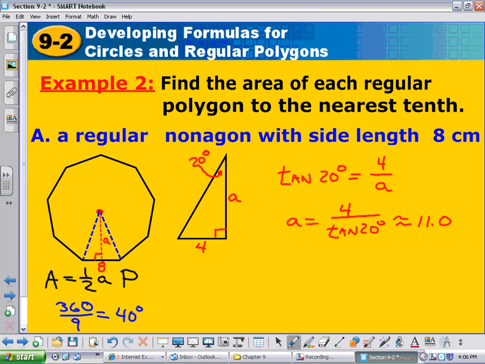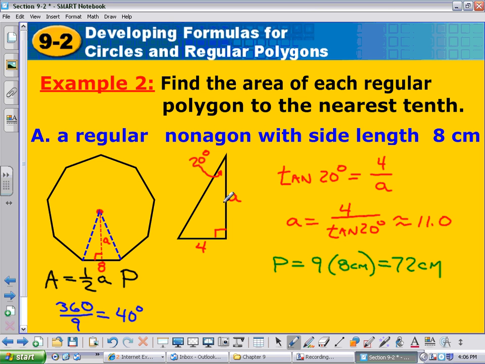And that's really all we need, because now if you look at that formula under our nonagon, it was area equals 1/2 the apothem. I just found it. That's 11 times the perimeter. Now, we haven't really named the perimeter yet, but I think we all can see what that is going to be. The perimeter is going to be 9 sides times each of them being 8 centimeters, which is 72 centimeters.